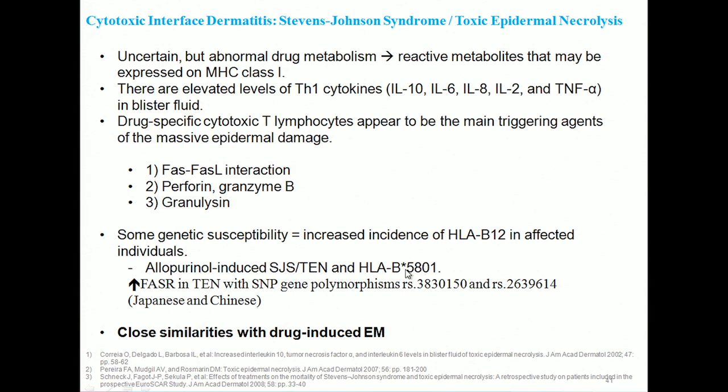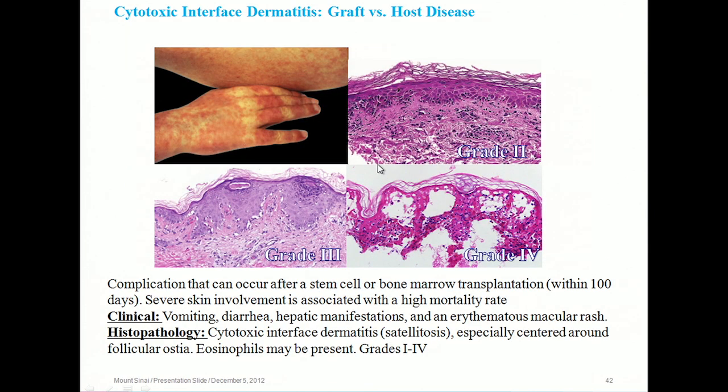Allopurinol is associated with certain HLA types, as well as populations within Japan and China who have been found to have increased FAS receptor on the keratinocytes due to SNP gene polymorphisms. What's interesting is that drug-induced EM actually has an immunological pathogenesis much more similar to SJS and TEN than it does to HSV or virally associated erythema multiforme.